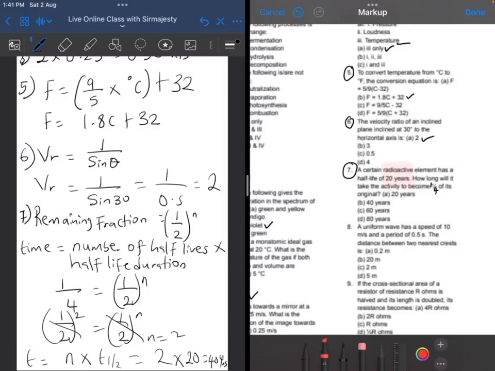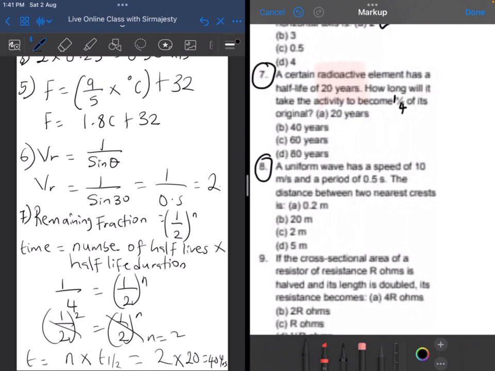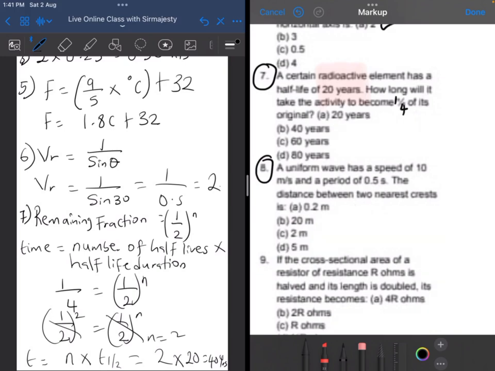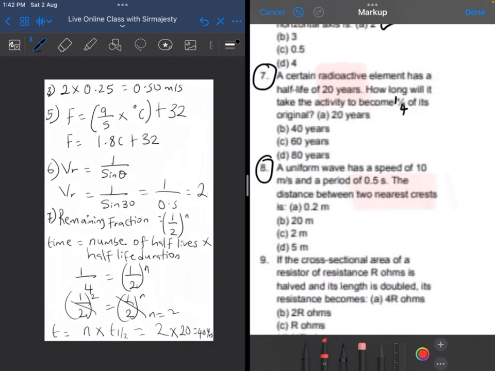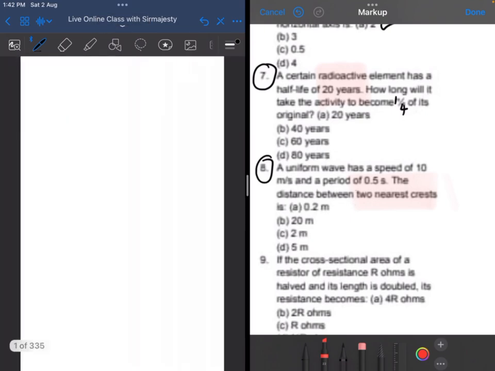You get it? So we'll be moving on to number 8. A uniform wave has a speed of 10 meters per second and a period of 0.5 seconds. The distance between two nearest crests is, remember, the wavelength. You understand? When they say two nearest crests, they are talking about wavelength.